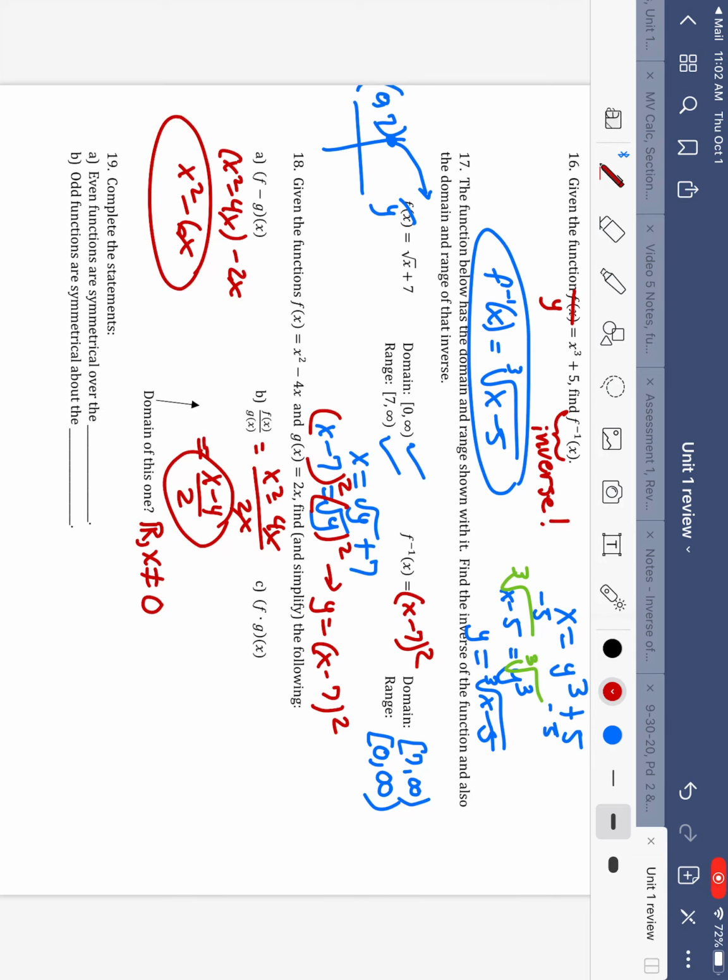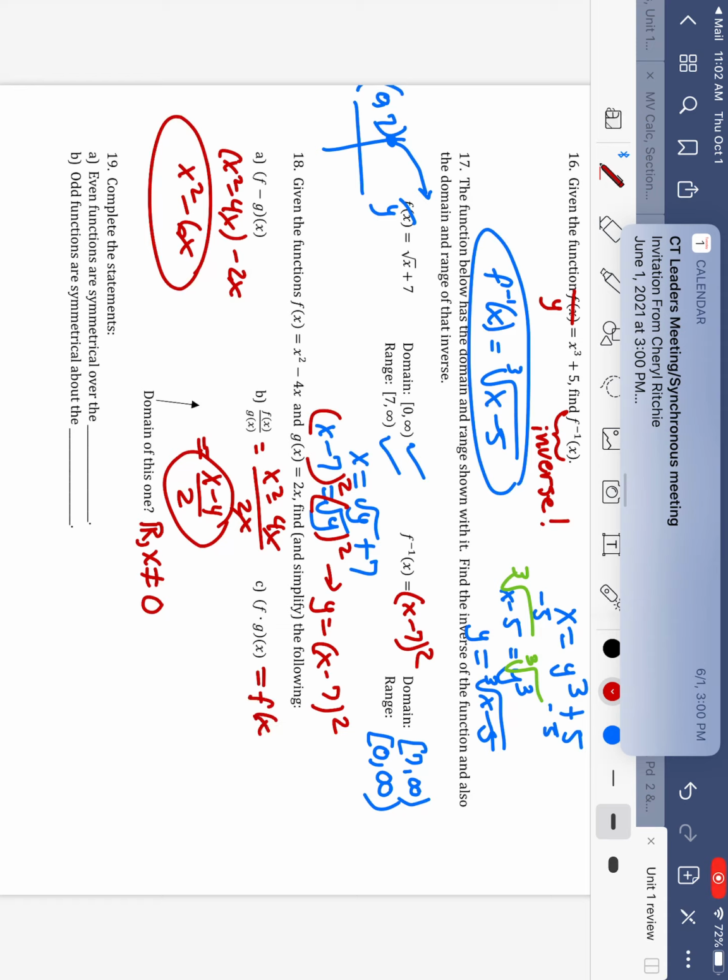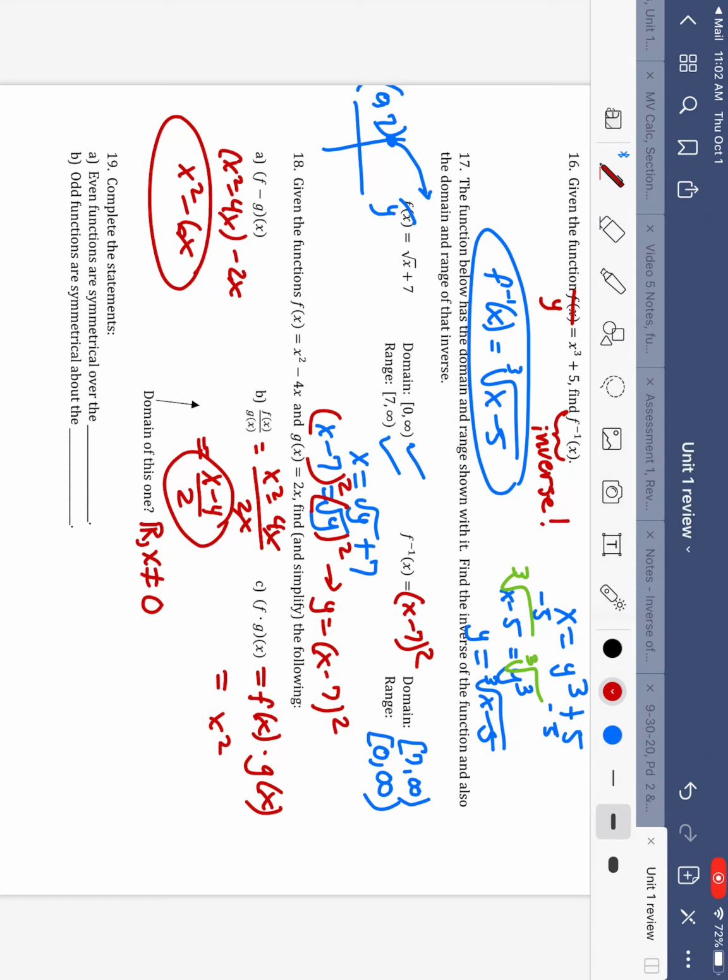All right, and this last one means multiply. So this just means f of x times g of x. So I'm going to do x squared minus 4x, and I'll multiply that by 2x. It looks a little bit backwards, but all we're going to do is distribute right here. So when I do that, I get, let's see, 2x to the third minus 8x squared, and that will be my answer. All right, my last little question for you.